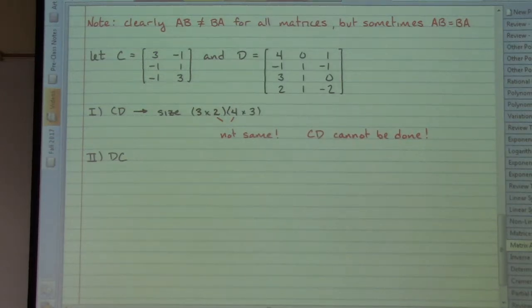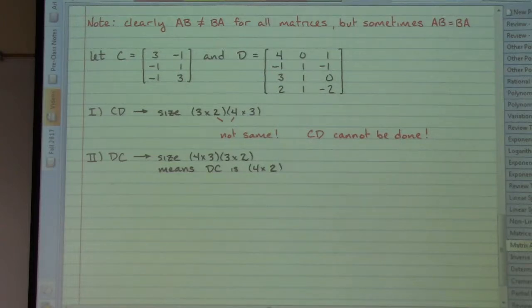We're going to have to check out the size here. So first of all, now D comes first, so that means 4 by 3 times matrix C, which is a 3 by 2. And so this does mean that we can multiply D times C, and it is going to be, based on those outer values, a 4 by 2 matrix.